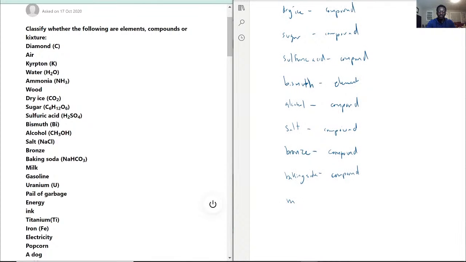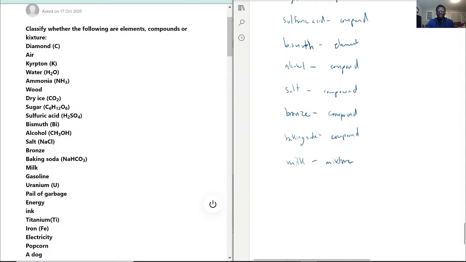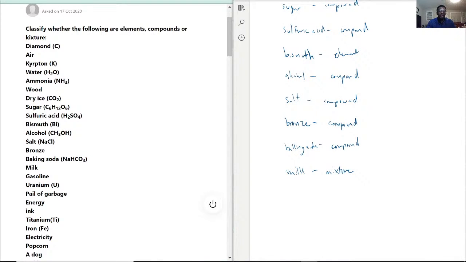Milk. Surprise, surprise, is actually a mixture. Because just as how you see the 2% milk, 5% milk, you can tell from the percentage, a lot of it, as the name implies, is actually like water. And then the other is like the actual lactose compound in there. And that's what constitutes milk.